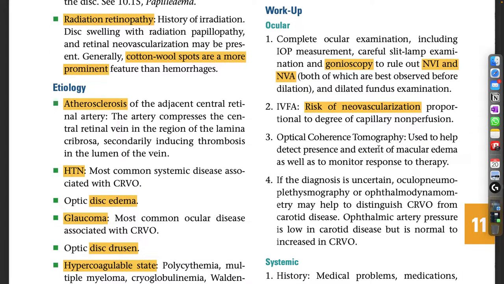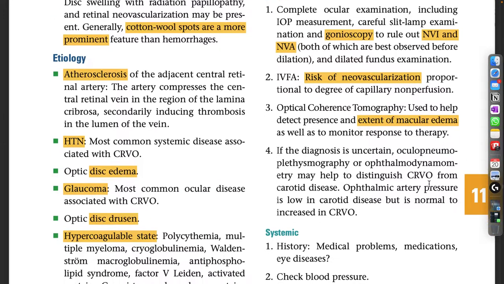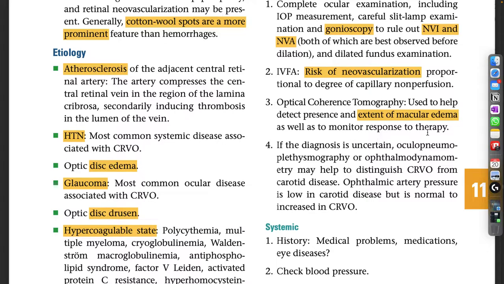In optical coherence tomography, we detect the presence or extent of macular edema, as well as monitor response to therapy. So when you give anti-VEGF in CRVO, the edema goes down. So the amount of intraretinal fluid is supposed to subside. So looking at the subsidence of the edema, we can say that this guy is actually responding well to therapy.